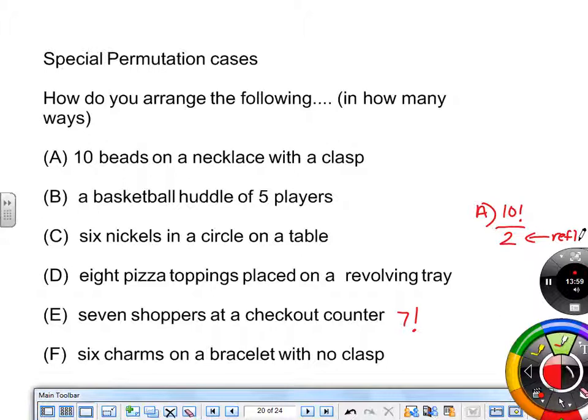All right. Part B. A basketball huddle of 5 players. Okay? Matt. Infinite. No. We cannot move them all around the court. We're just talking about the number of ways to arrange the 5 players. Raven.